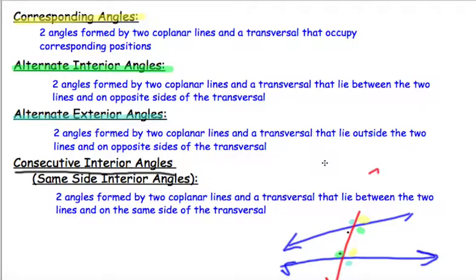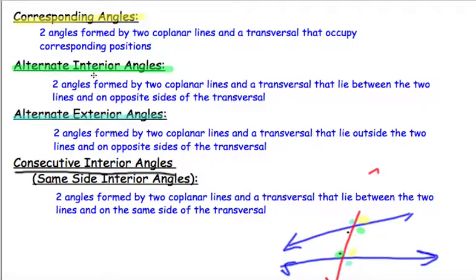Here are the types of angle pairs that are formed when you have two lines cut by a transversal. You have corresponding angles. These are formed when you have a transversal that cuts through two lines, and these occupy corresponding positions. So if you see the yellow in this image down here, those are in corresponding places. There are actually 4 pairs of corresponding angles in this picture.